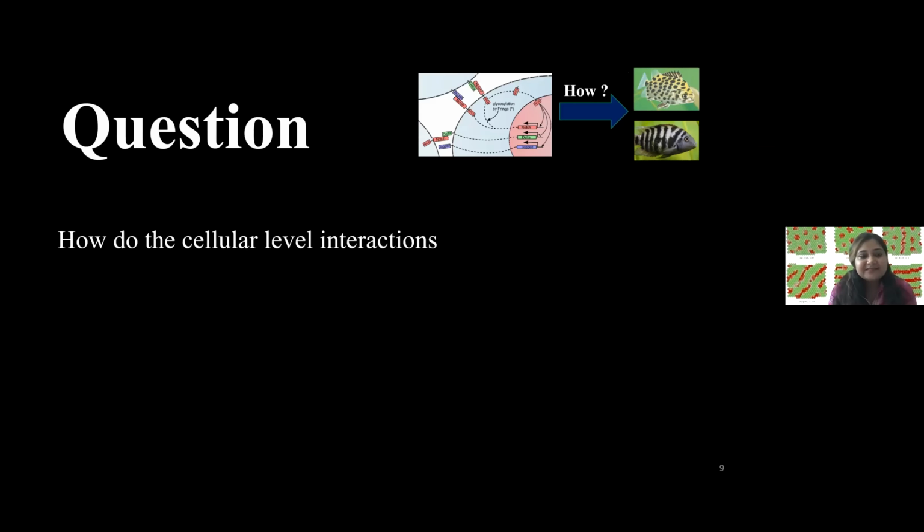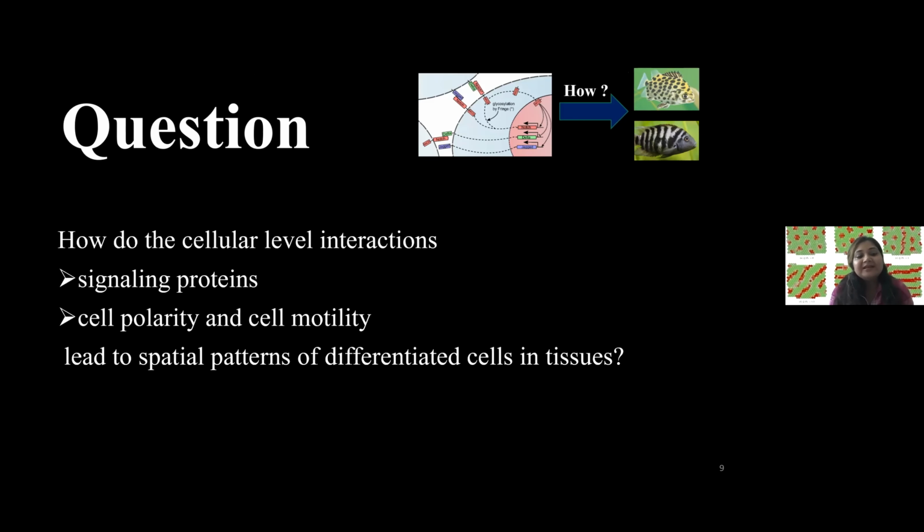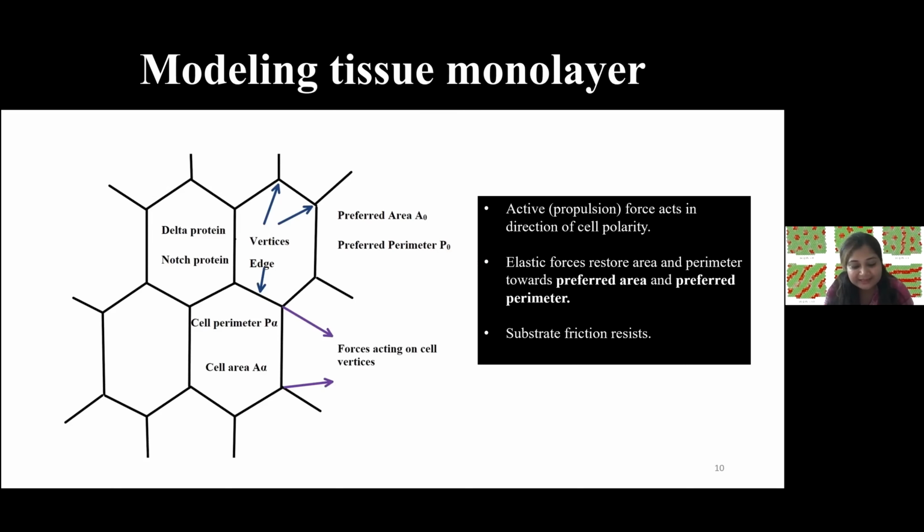Now the question arises, how do the cellular level interactions of signaling proteins and cell polarity and cell motility lead to the spatial pattern of the differentiated cells in the tissues? So the tissue monolayer can be modeled as a network of polygons with edges and vertices. Each cell has a cell perimeter, preferred area and preferred perimeter, and each cell has some Delta protein as well as the Notch protein. And the forces on the cell are assumed to act at the vertices.